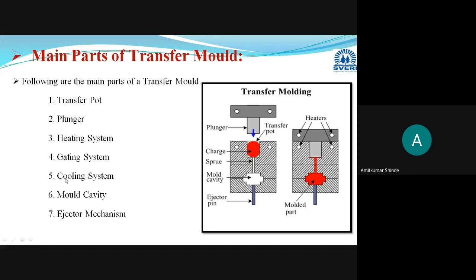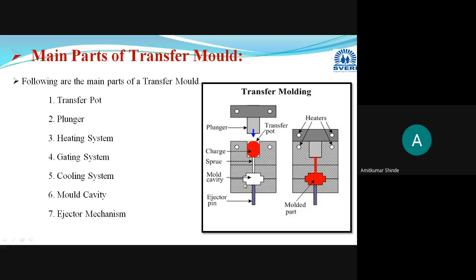Next is the cooling system. In this mold, we provide some cooling channels. The function of this cooling system is to extract the heat and lower the temperature of the mold, so that the material will get cured. The material will get cured, or solidified, and it will occupy the shape of the mold cavity provided.